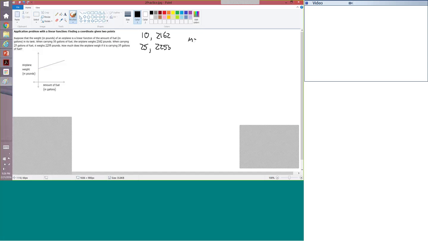So our initial slope, m, is going to be equal to 2255 minus 2162 over 25 minus 10. And that's going to be equal to 2255 minus 2162. I get 93 pounds per 15 gallons of fuel.